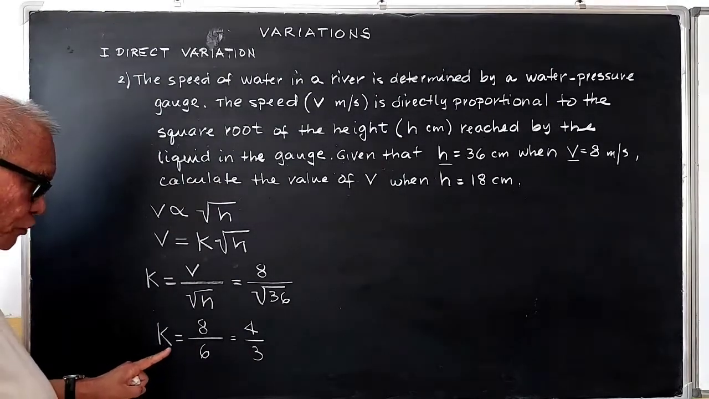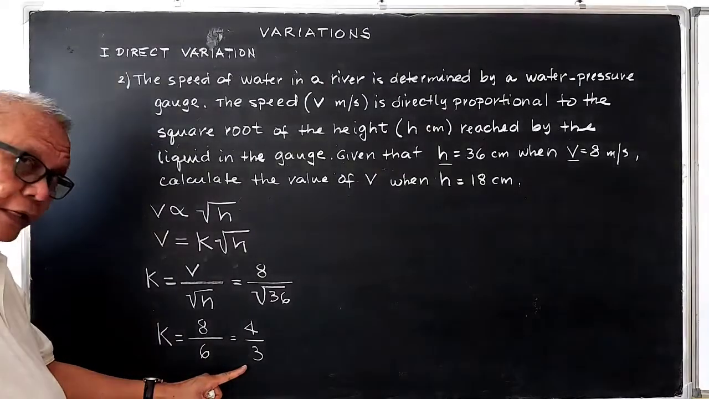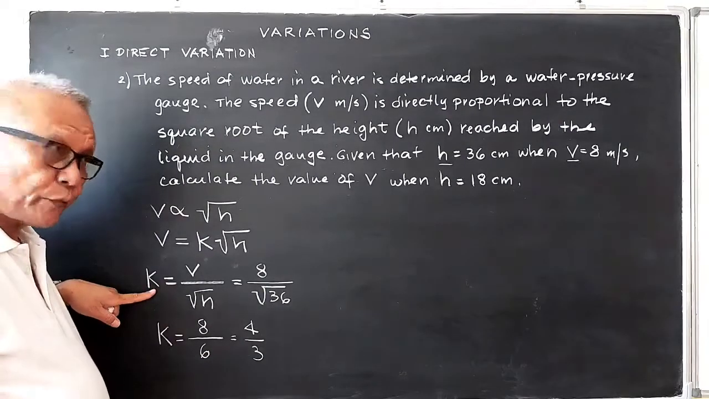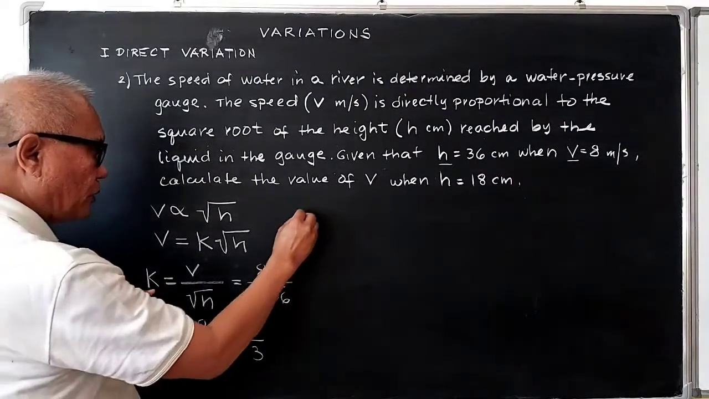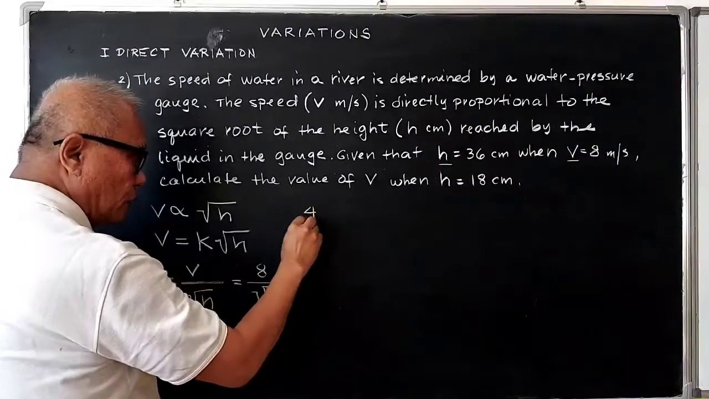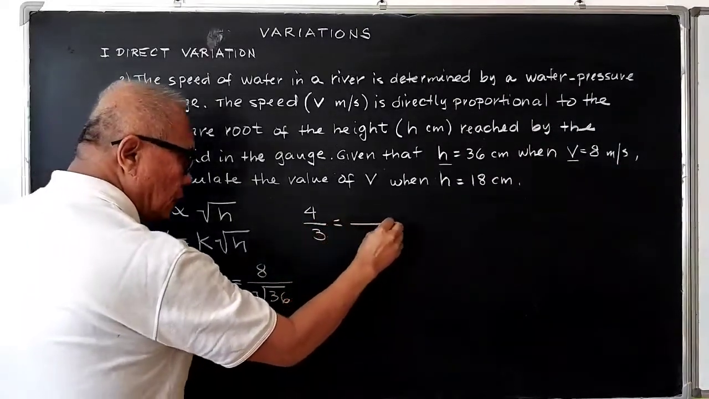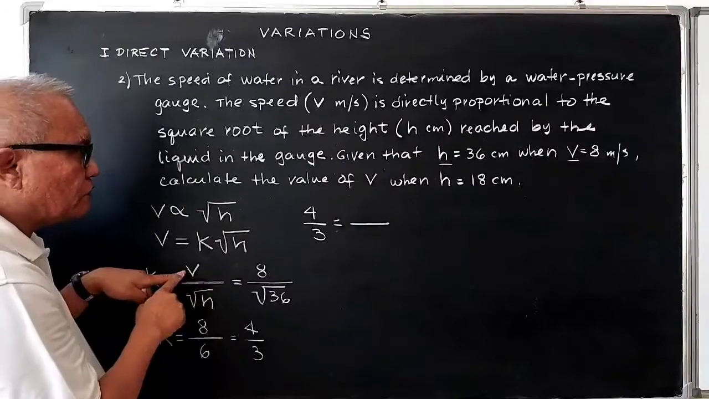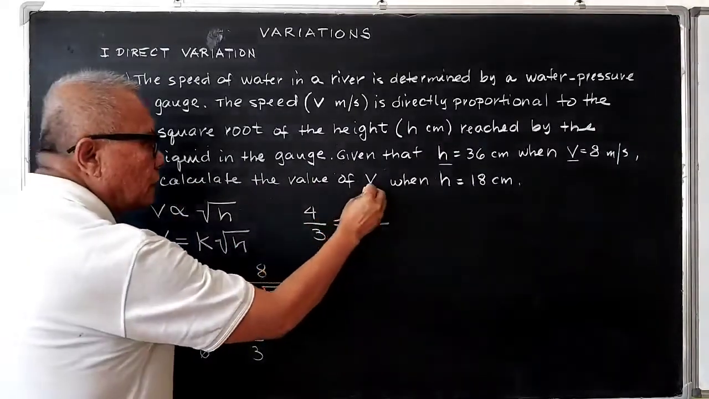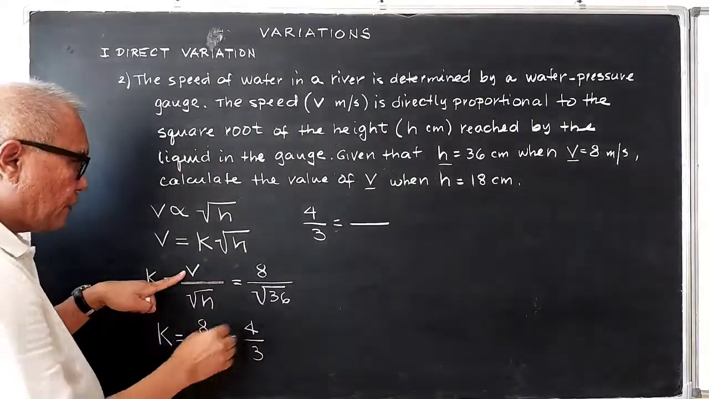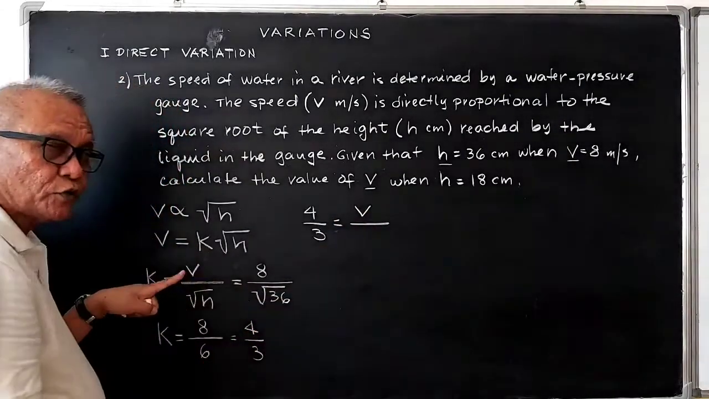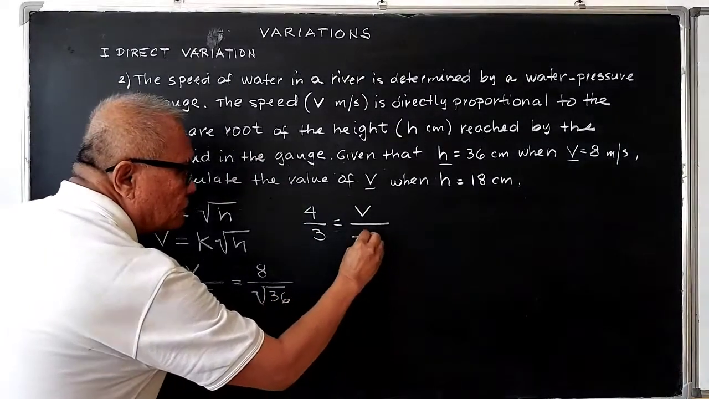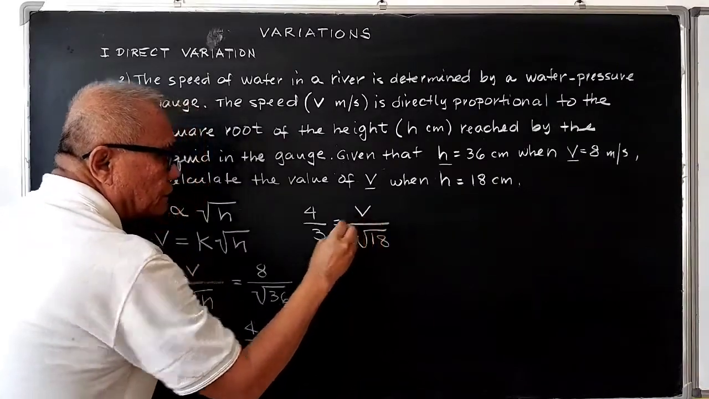Now again, what are we going to do with the K? We substitute the value of K, which is 4 over 3 in this equation form here. So we have 4 over 3 for K, 4 over 3 here, and then equals where? And then V. What is the V? So we are going to calculate the value of V. Therefore, we are going to put here the V because we don't have the value for the V. And then we have the square root of 18 here.